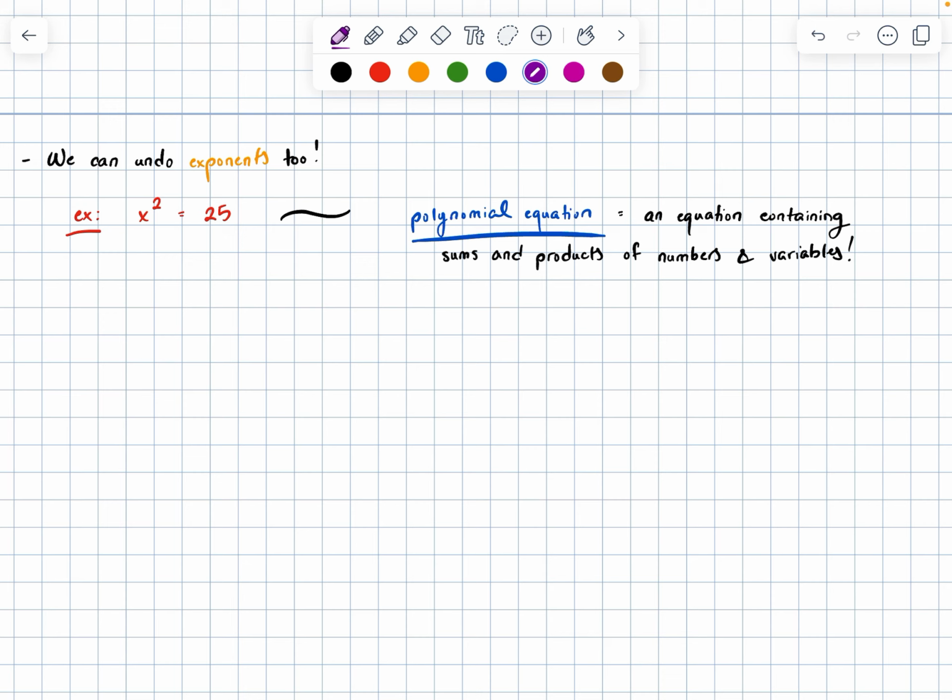By the way, if you're interested, this is an example of a polynomial equation, which we also said at the beginning of Unit 6. This is an equation that contains some combination of variables and numbers that are adding, subtracting, multiplying, and dividing by each other, often containing exponents. My goal here is to get x by itself. What do you think I'm going to do to get rid of that square?